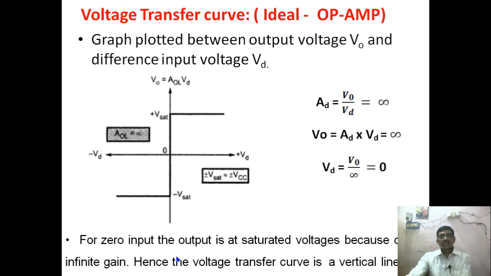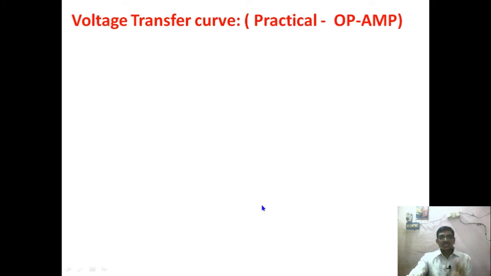Hence, the voltage transfer curve is a vertical line. Here it is always a vertical line, and if it is just above the 0 volts, it will be the plus V saturation. If it is just below the 0, it will be the minus V saturation.